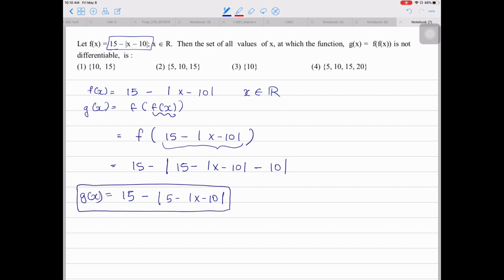And we need to find points at which this is not differentiable. So we know one thing, that y equals absolute value of x is not differentiable at x equals 0, because the graph of this looks like this, and at x equals 0 we have a kink point, so we know this is not differentiable. So let's try to draw the graph of this one and see where it has kink points and figure out all the points where this is not differentiable.